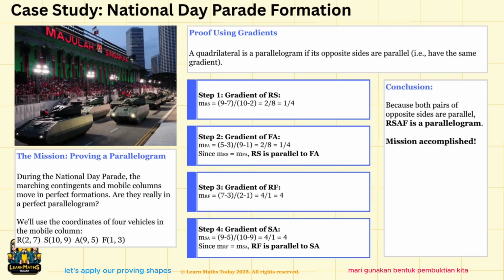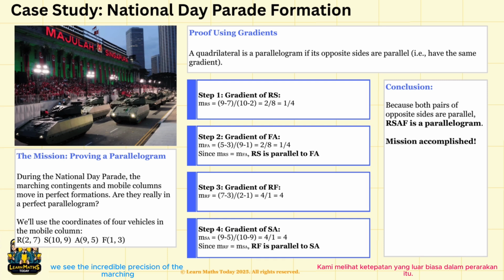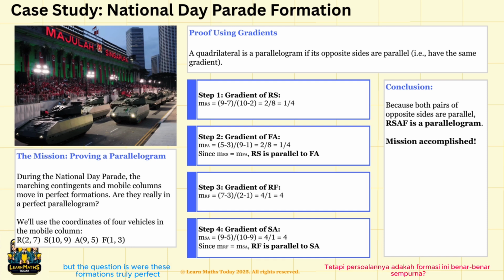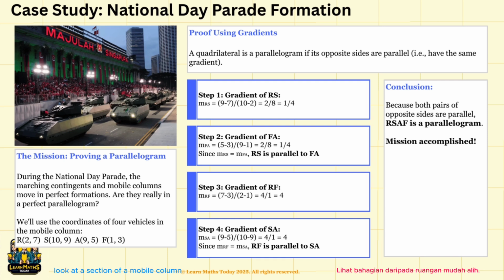Let's apply our Proving Shapes toolkit to something truly spectacular and uniquely Singaporean: the National Day Parade formation. During the National Day Parade, we see the incredible precision of the marching contingents and the mobile columns moving in perfectly synchronized formations. It's a breathtaking sight, but the question is, are these formations truly perfect? Mathematically speaking, let's take a closer look at a section of a mobile column.